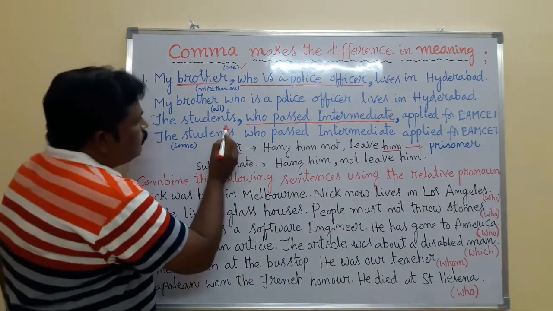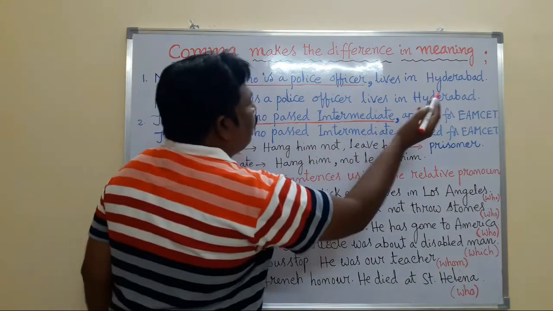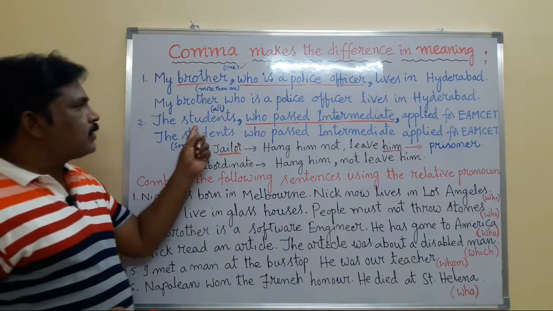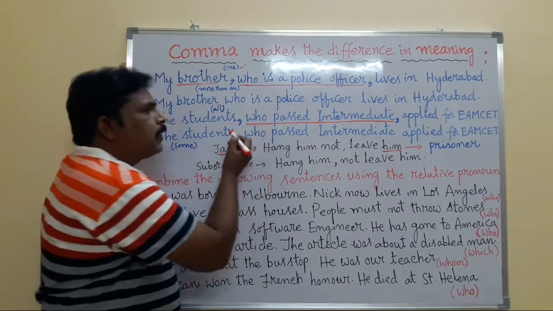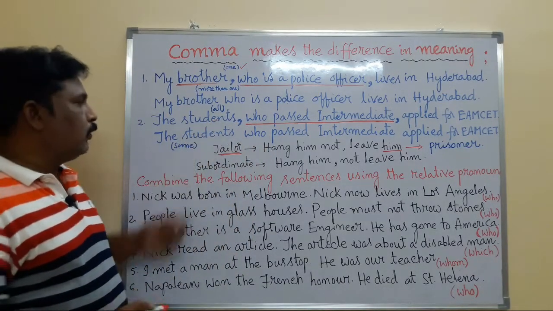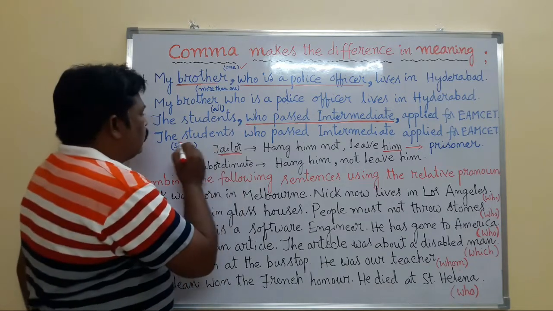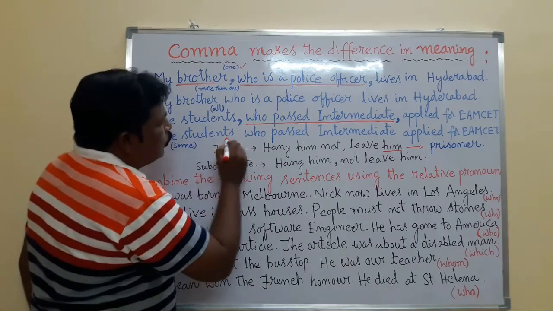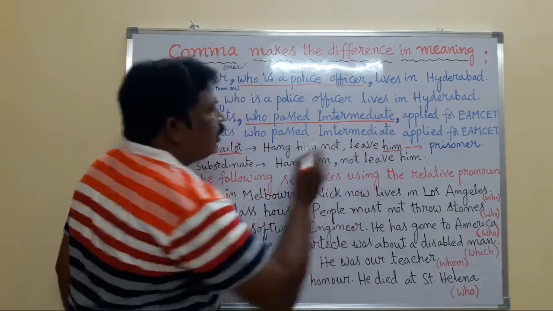Okay, the students who passed intermediate applied for MSET. So in this example, the relative clause is separated by commas. So this is a non-defining relative clause according to its structure. In the second sentence, the students who passed intermediate applied for MSET.